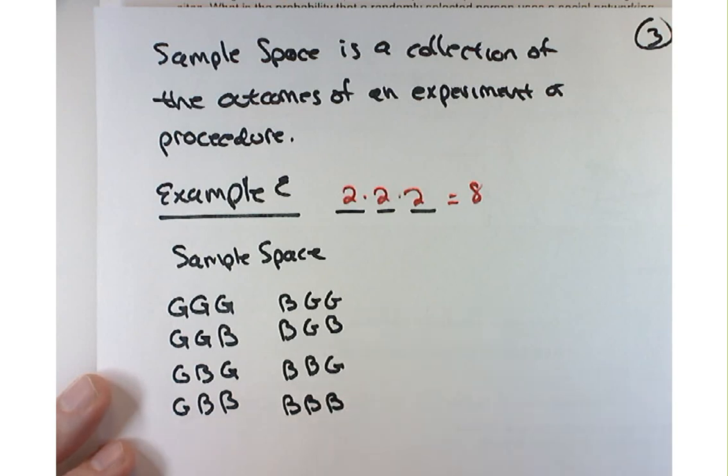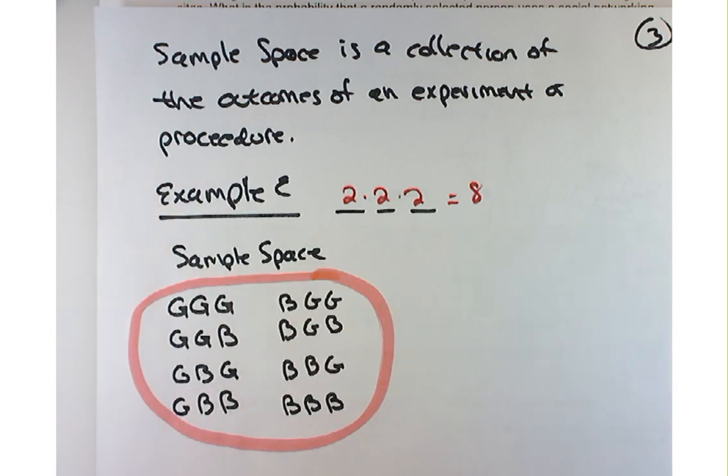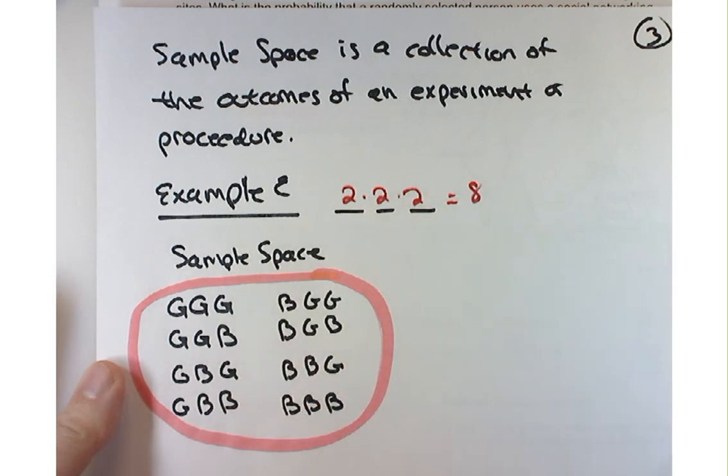All boys. So this whole collection of outcomes, that's your sample space. Those are all the possible things that could happen when you're looking at the experiment of 3 babies being born, looking at their gender.